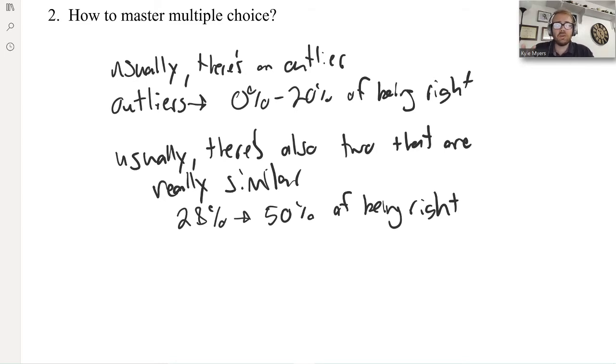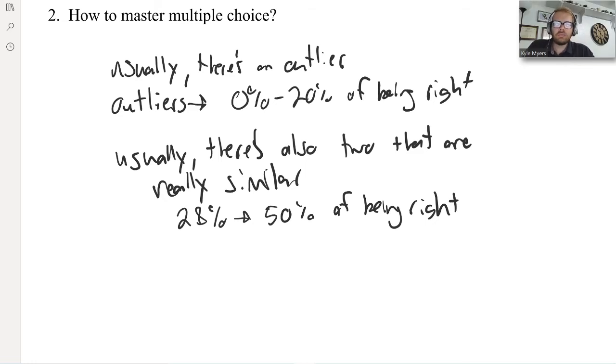Sometimes between the two that are left, you can pretty much eliminate the other two because they're just terrible options, or the two that are really similar are really good options. You could have as high as a 50% chance of being right on either one of those.